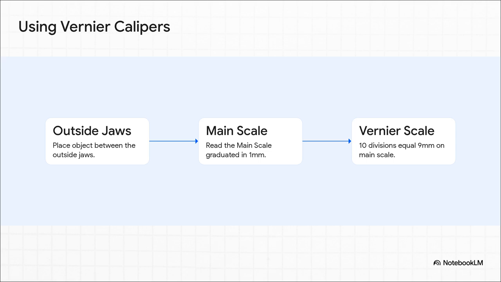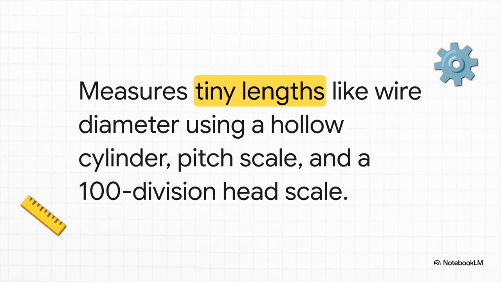The magic trick here is that 10 divisions on the sliding vernier scale are equal to exactly 9 millimeters on the main scale. By looking super closely to see exactly which line on the sliding scale perfectly matches a line on the main scale, we can snag measurements down to a tiny fraction of a centimeter. It's genius! But wait, what if you need to measure the thickness of a single pane of glass or a super thin piece of copper wire?